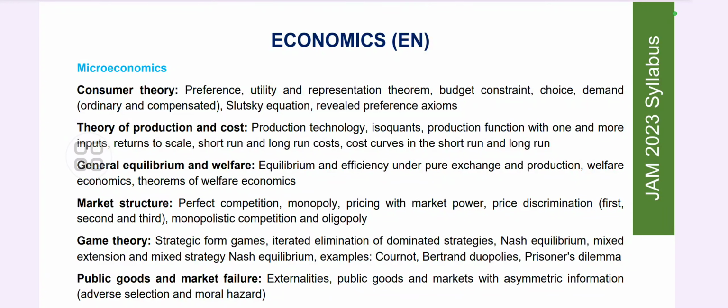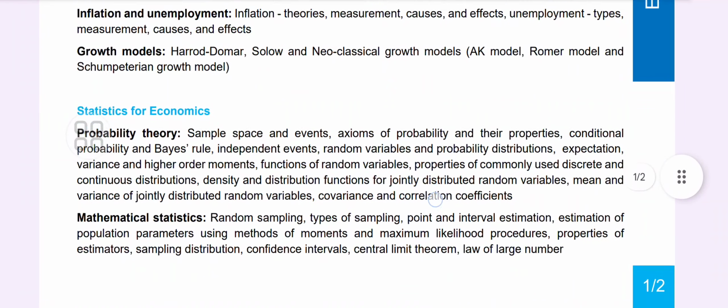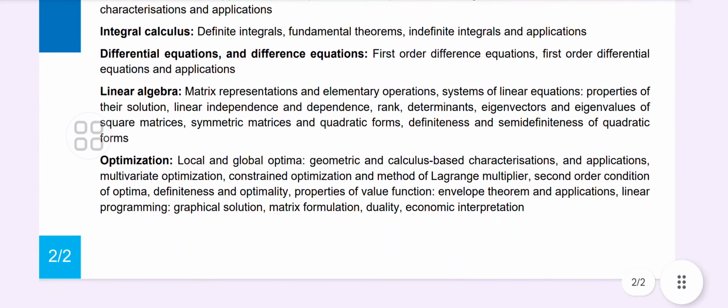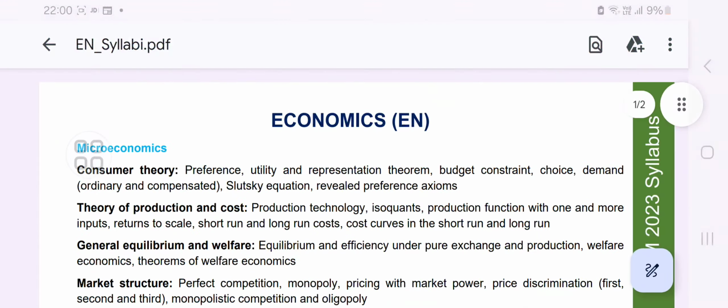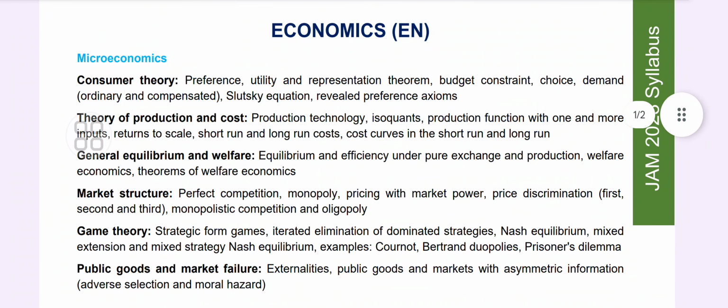Today, again came up with a new discussion on IIT JAM. IIT JAM economics syllabus. So, what is it all about? It basically consists of microeconomics, macroeconomics, statistics for economics, Indian economy, mathematics for economics. So, let us explain in detail what all it is about and what the syllabus consists of.